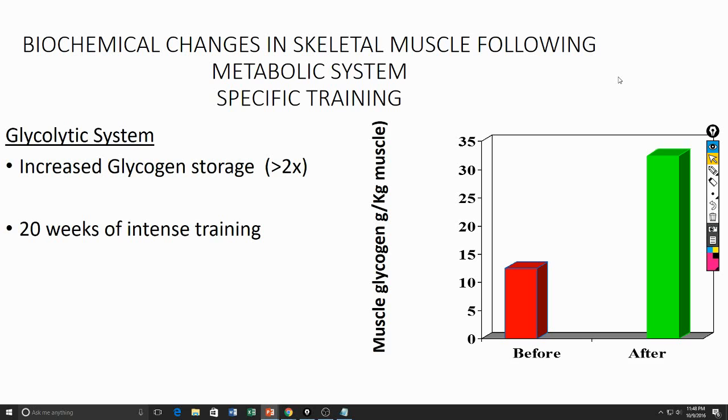Okay, now we're going to look at the glycolytic system. This is 20 weeks of training. This is storage of muscle glycogen. So just how much muscle glycogen do you store? After training, you see a significant increase. This is like 3 times as much glycogen being stored, almost.